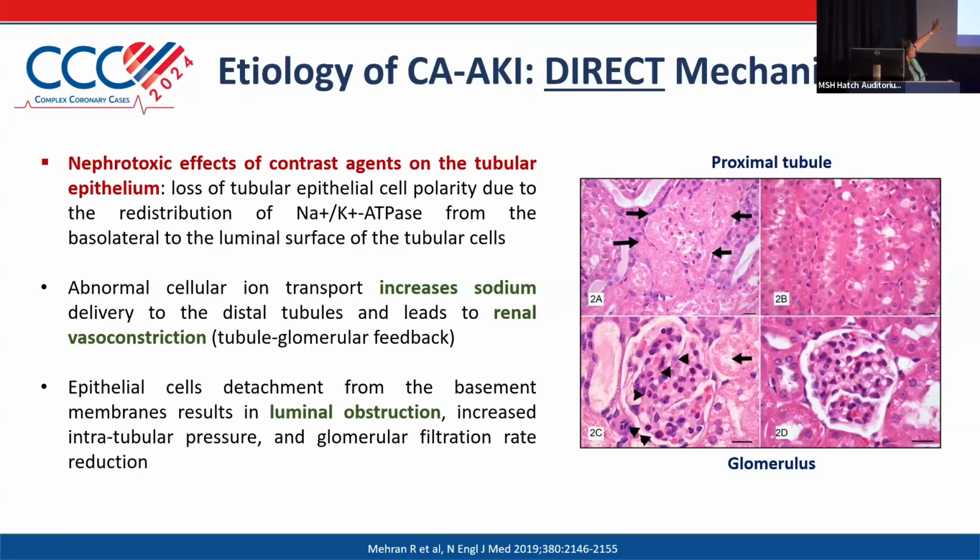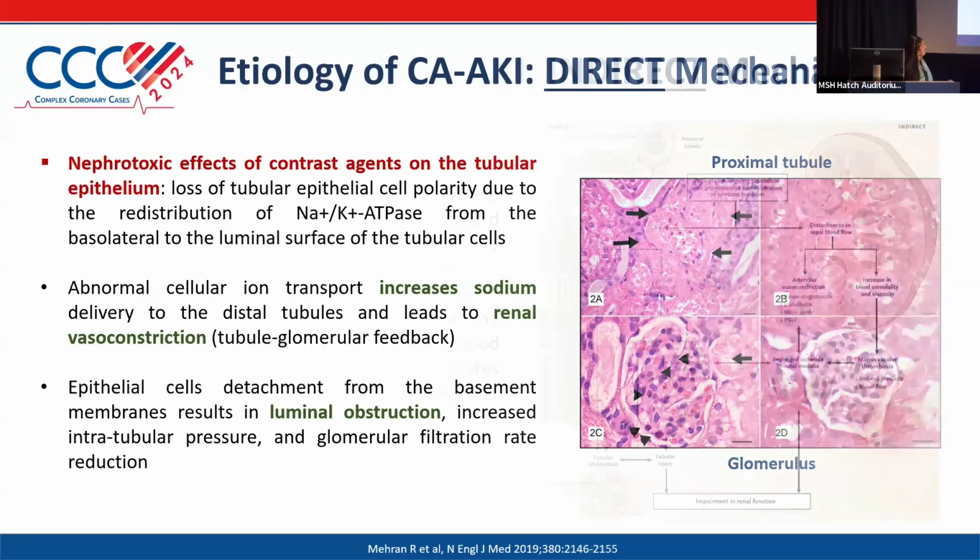There are very important abnormal cellular ion transport mechanisms that increase the sodium delivery to the distal tubule. That's why there is that renal vasoconstriction, and the very important tubuloglomerular feedback. So it's not just about what's going on, and there are so many different things, and there is absolute evidence of epithelial cell detachment and luminal obstruction that increases that important intratubular pressure and the GFR reduction.